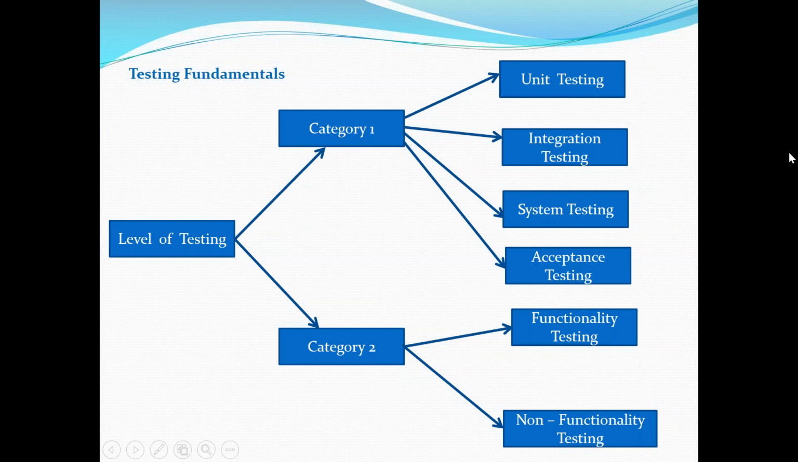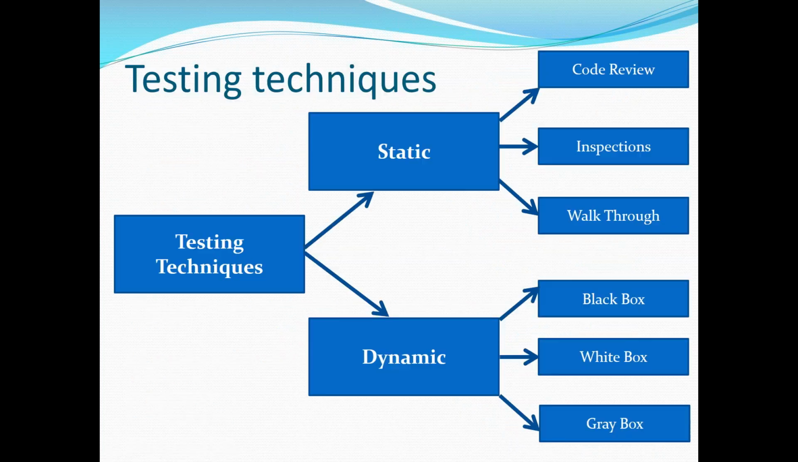Okay, today we will see what the testing fundamentals are. Yesterday we finished the testing techniques, right? Yesterday we learned testing techniques are two types. One is static, another is dynamic. In the static techniques we can use code review, inspections, and walkthrough. Coming to dynamic testing, there is black box testing, white box testing, and gray box testing. Gray box testing is nothing but the combination of white box testing and black box testing.